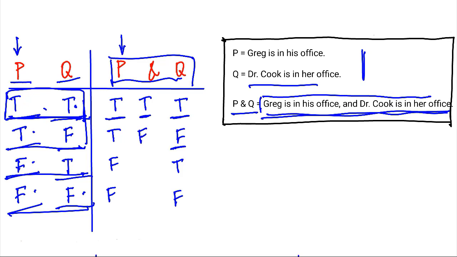Okay, likewise, if P is false and Q is true, the whole sentence is false. And if neither one of us are in our offices, if P is false and Q is false, then again, the whole sentence, P and Q, is going to be false. All right, so that's a truth table, and this specific truth table is the one we call the characteristic truth table for the conjunction, that is for the ampersand.